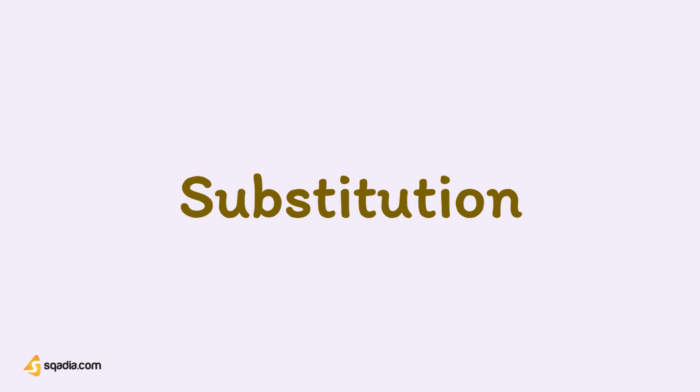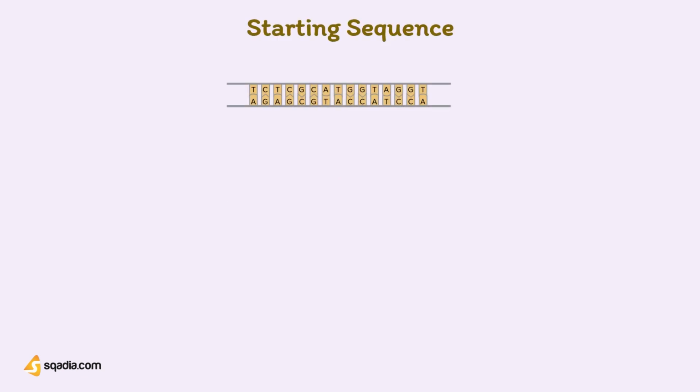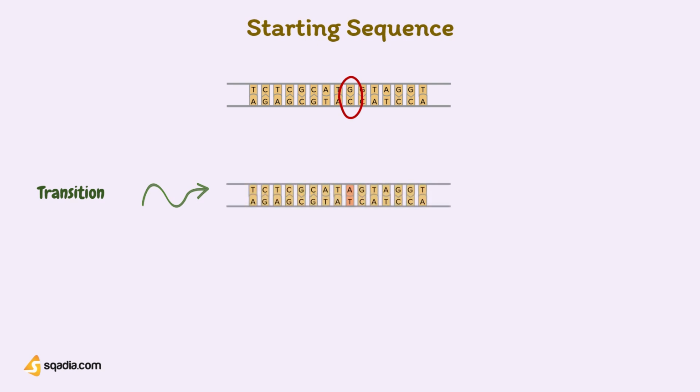Let's understand it. Suppose this is the starting sequence. Observe position 9: guanine in the upper strand and cytosine in the lower strand. Substitutions can be subdivided into transition, in which one purine replaces the other purine, or one pyrimidine replaces the other pyrimidine. As you can see at position 9 of the starting sequence, guanine and cytosine are replaced by adenine in the upper strand and thymine in the lower strand.